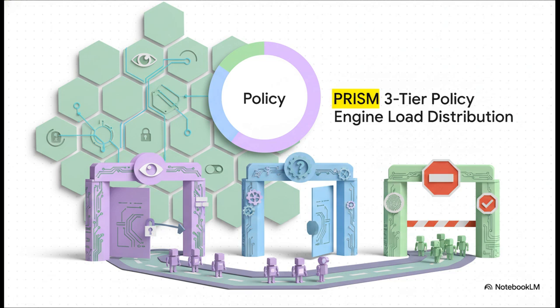This compiler feeds directly into PRISM's 3-tier policy engine, which guarantees enterprise-grade security for automated operations by distributing load based on actual risk. So roughly 60% of tasks are Tier 1 autonomous, meaning low risk, mostly read-only stuff. Then 25% are Tier 2 conditional. But it's that final 15% you really care about. Those are Tier 3 approval-gated actions. These are the high-risk operations that mathematically mandate explicit human sign-off.